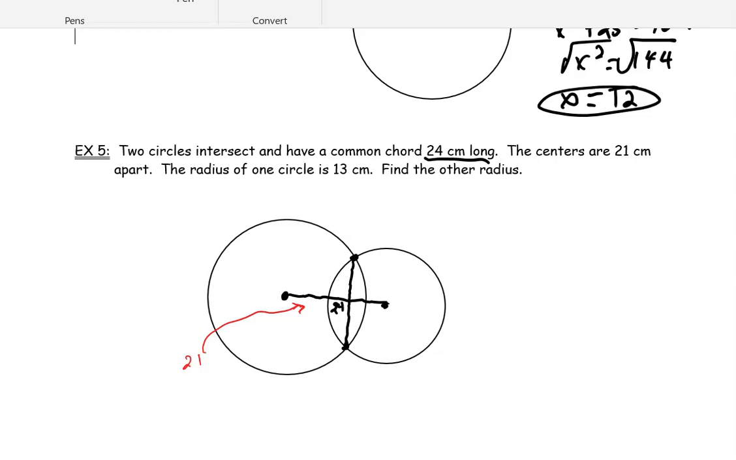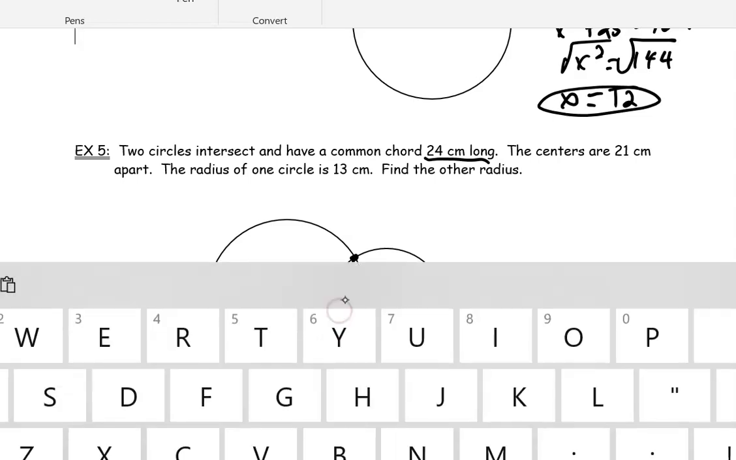Okay, so a couple things. When we draw in a chord, so this was our chord here, and then we draw a radius through this chord, then we know that this is going to be a 90-degree angle. What that also then tells us is that the 24 for the length of the chord gets cut in half. So instead of 24, get rid of this.